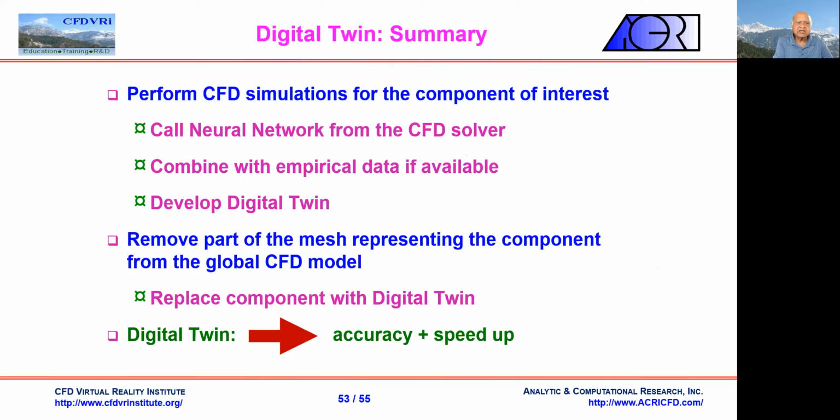So the summary of a digital twin is you basically perform CFD simulations for the component of interest. You call neural networks from the CFD solver. You combine with the empirical data. You combine with Internet of Things. You develop a digital twin. Then you remove the part of the mesh representing the component from the global CFD model and replace it with a digital twin. So in summary, digital twin leads to accuracy plus speedup.